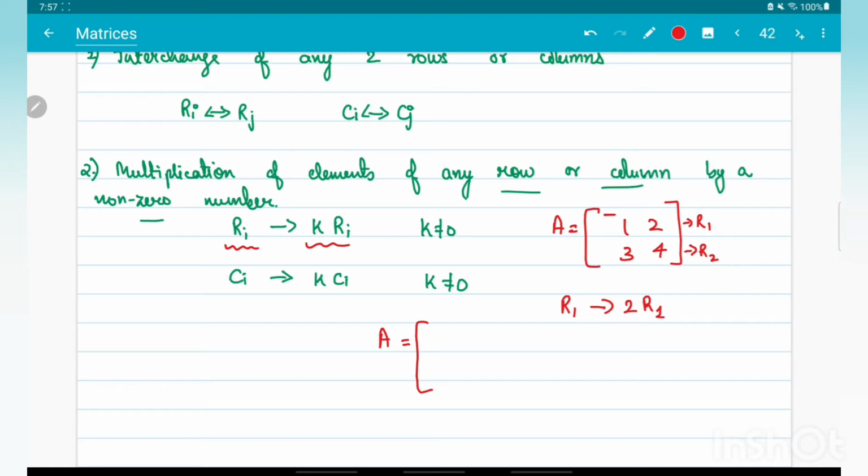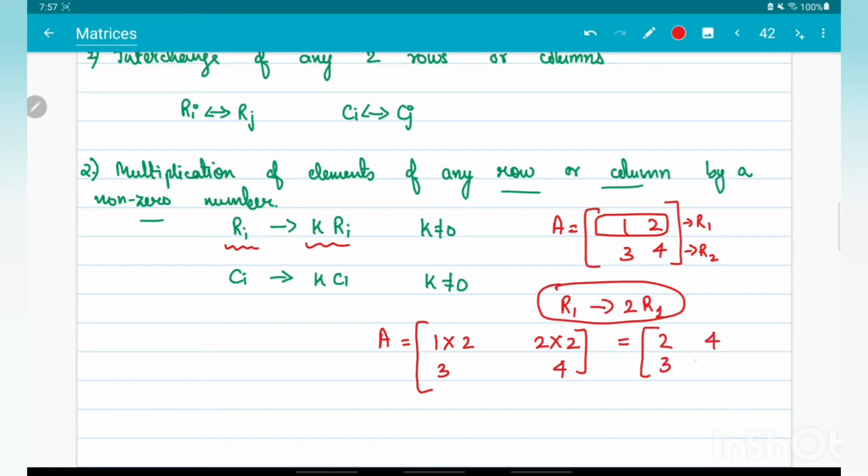That is, this was my first row. So I'm going to multiply all its elements with 2. So 1 will be multiplied with 2, 2 will be multiplied with 2, and then 3 and 4, which means that my new matrix, after this elementary operation is performed, will be 2, 4, 3, 4. So this is my new matrix after I've performed the second elementary operation on it. That is, I've taken a particular row and I've multiplied all the elements of that row with some constant number.